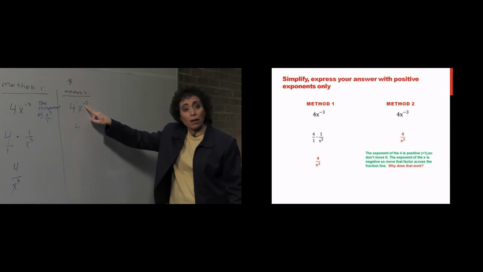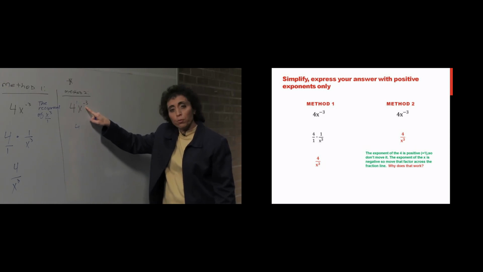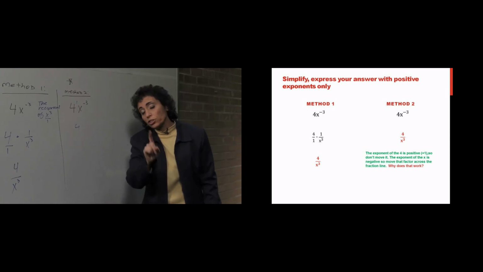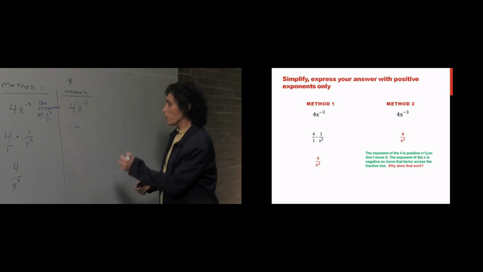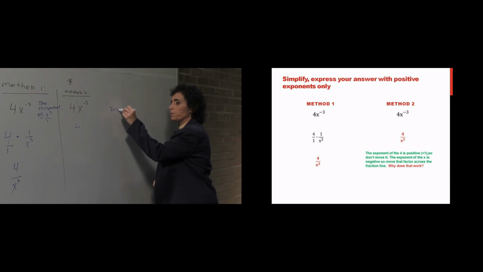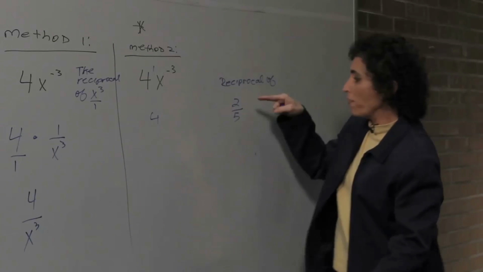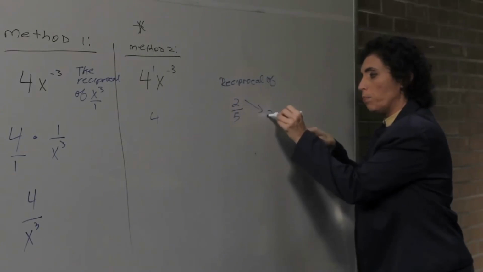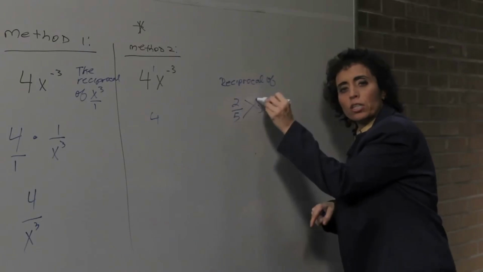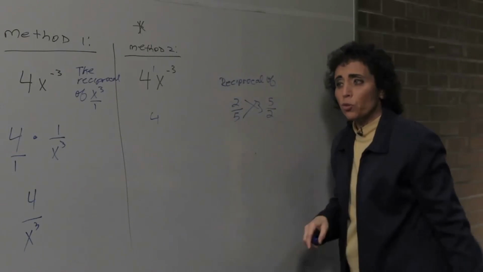X is to a negative power. It means reciprocal. I'm going to have to move that. Here's why this works. Watch. Okay? If you have a number, let's say we want the reciprocal of 2/5. What happens to the 2? Well, whatever's on top goes to the bottom. Whatever's on the bottom goes to the top. So watch what I can do.